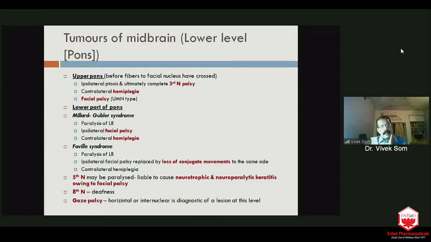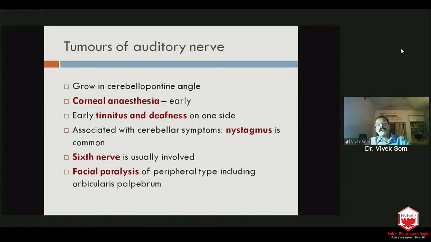They may also have involvement of the fifth nerve, which is of great significance to ophthalmologists because the fifth nerve, along with facial palsy, is going to predispose the patient to neurotrophic and neuroparalytic keratitis. This might also be associated with deafness and gaze palsy. So all these ophthalmic features may point towards localizing signs, where the tumor might be located, along with signs of raised intracranial pressure and papilledema.